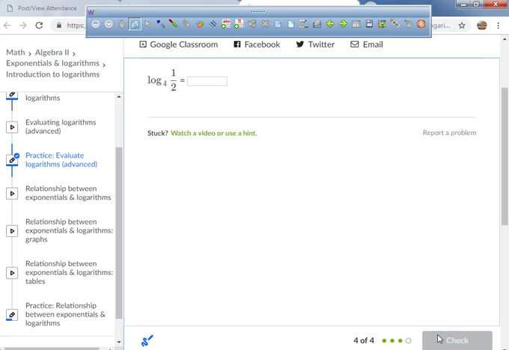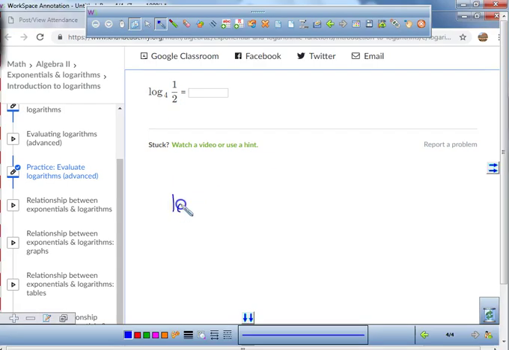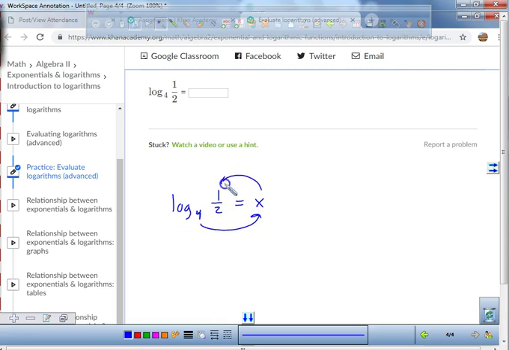And last one. Here we go. Last one before we move on to the next topic. Going to write log base 4 of 1/2 equals x. So I'm going to go around the world one more time. 4 to the power of x equals 1/2. What base do you guys think I'm going to use on this one?